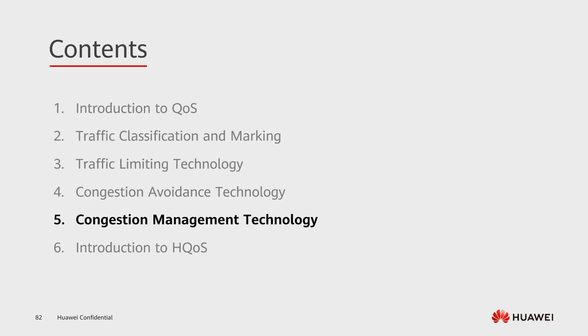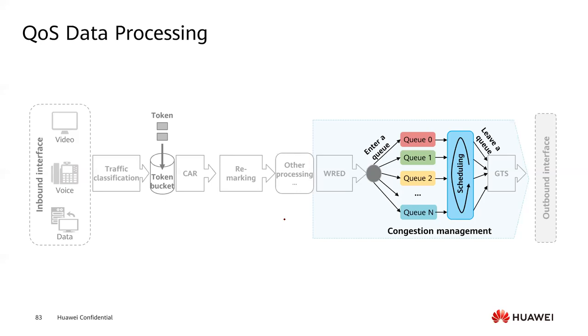Okay, so let's move to the fifth part, the congestion management technology. Congestion management is also trying to deal with the congestion problem. When the packet goes into the queue, which means this packet was not dropped by WRED, by the congestion avoidance, the packet cannot wait in the queue forever. We need to forward out the packet. We need a scheduling queue to forward the packet.